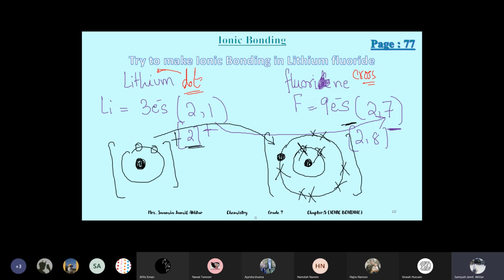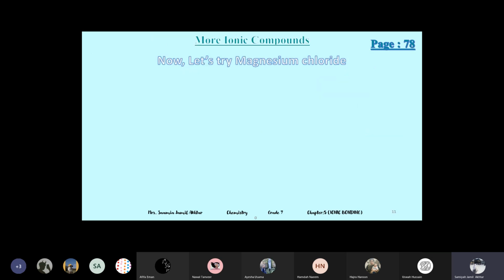An ionic bond is always between metals and non-metals. So one with dot and the other with cross, and you can do vice versa also: metal with cross and non-metal with dot. You just have to make a difference between the two. So we did lithium fluoride. Now let's try the example of magnesium chloride.